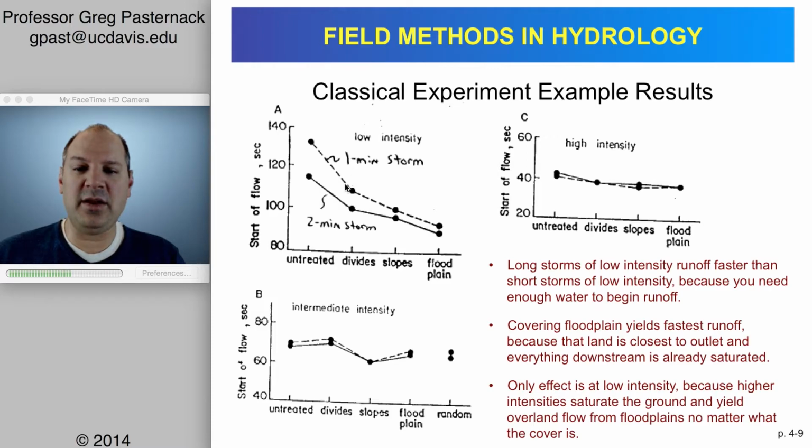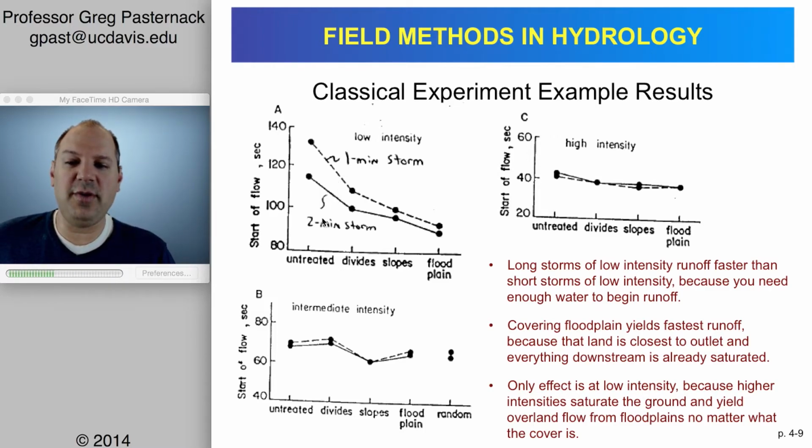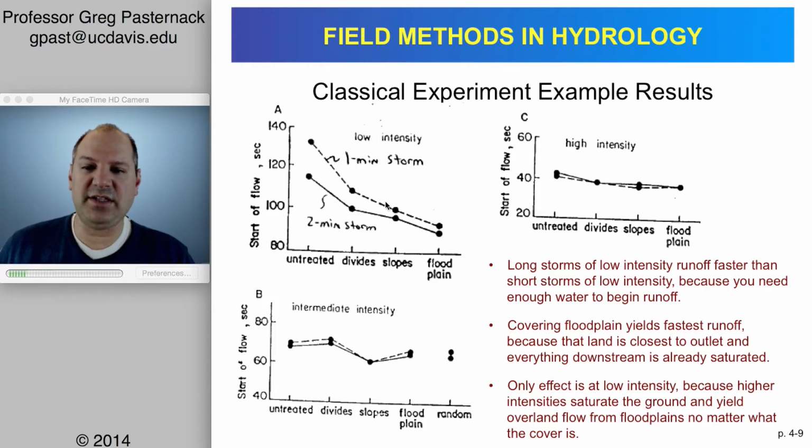Notice that a 1 minute or 2 minute storm is still less than the start of runoff. So the fact that a 2 minute storm is taking place, well, by 80 to 90 seconds, the first minute storm has already been off for 20 to 30 seconds, whereas a 2 minute storm has had an additional amount of time to rain, especially on the floodplain. So we can see there is a difference both with the cover and the intensity of the storm.